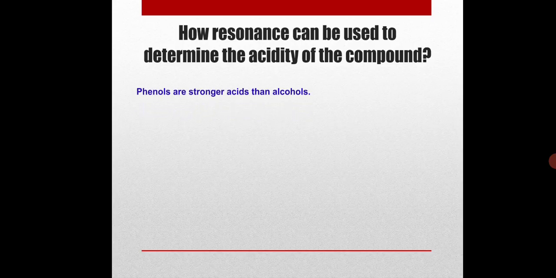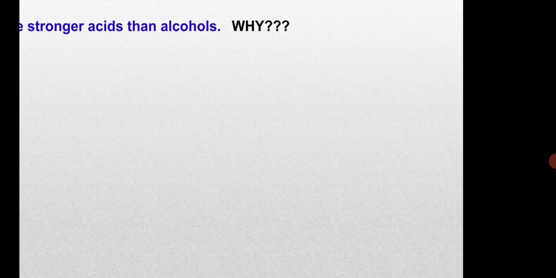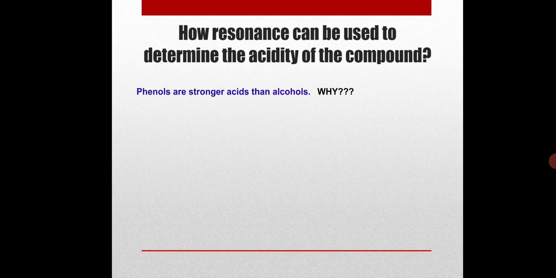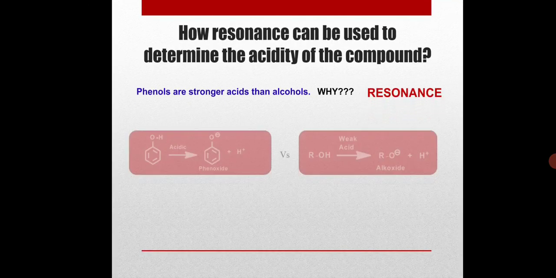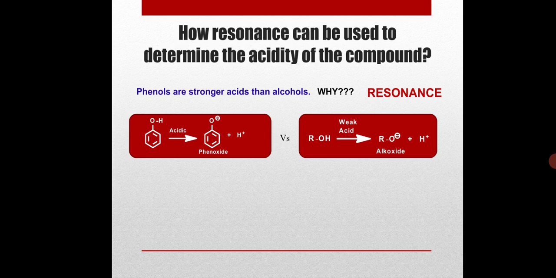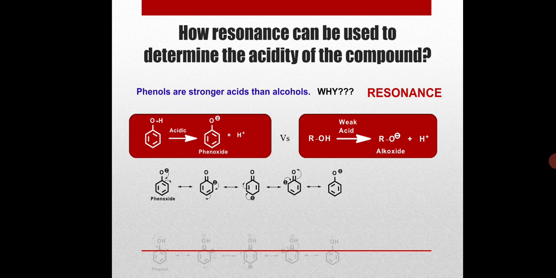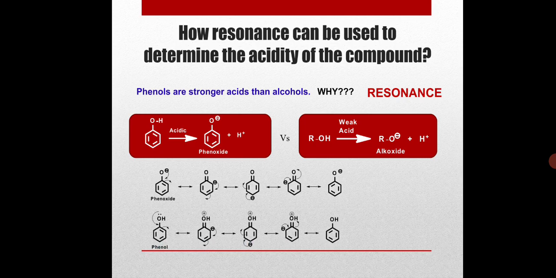Phenols are stronger acids than alcohols. Why? It is because of resonance. Phenol, when it loses a proton, gives phenoxide ion. Alcohols, when they lose a proton, give an alkoxide ion. But the phenoxide ion can be stabilized by resonance. Phenol also can be stabilized by resonance.